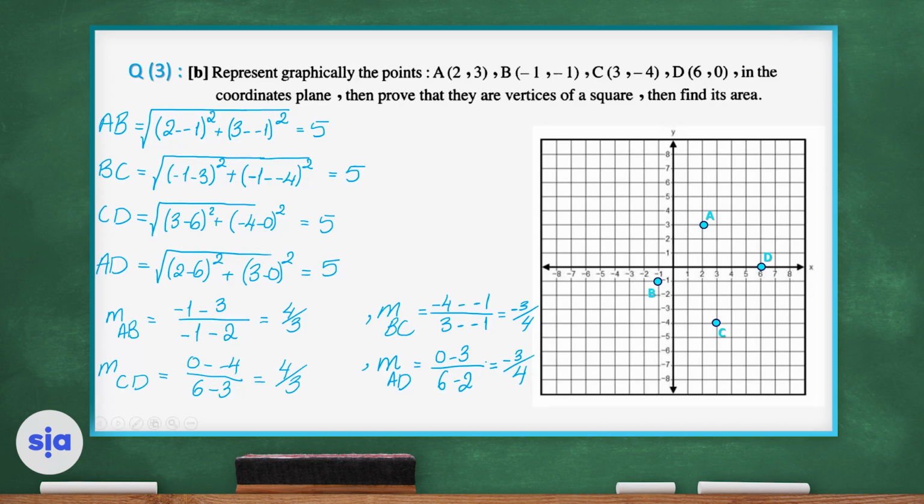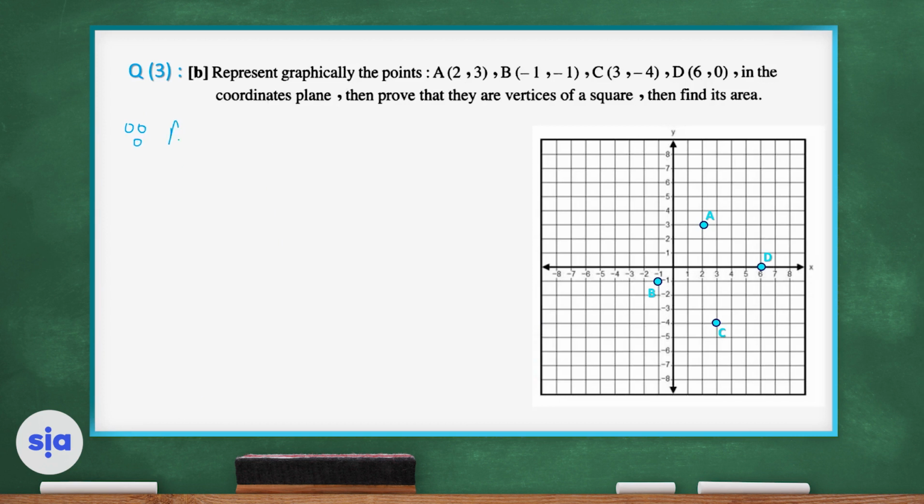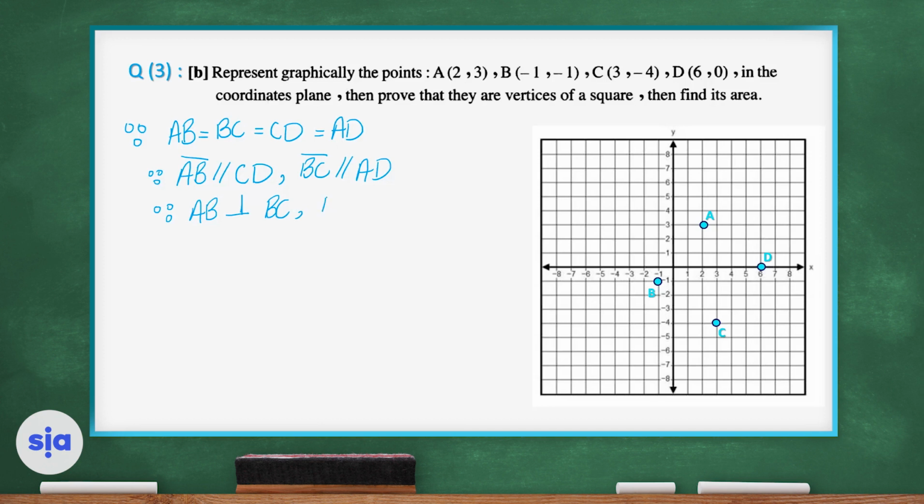So you can write it as, since AB is equal to BC is equal to CD is equal to AD, and since AB is parallel to CD, where BC is also parallel to AD, and also since AB is perpendicular to BC and BD is perpendicular to CD, therefore ABCD is a square.